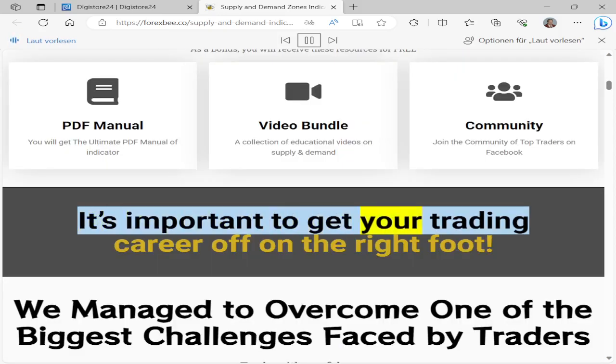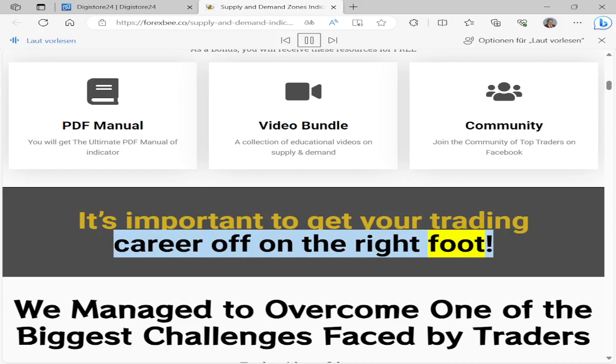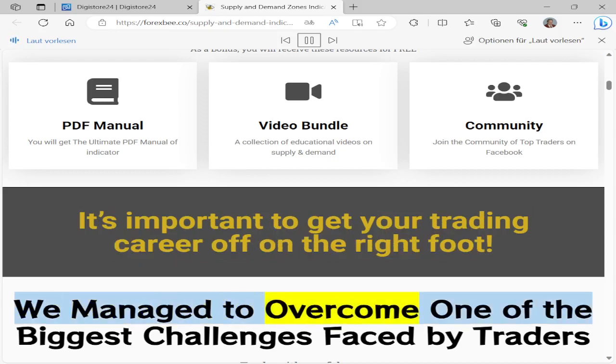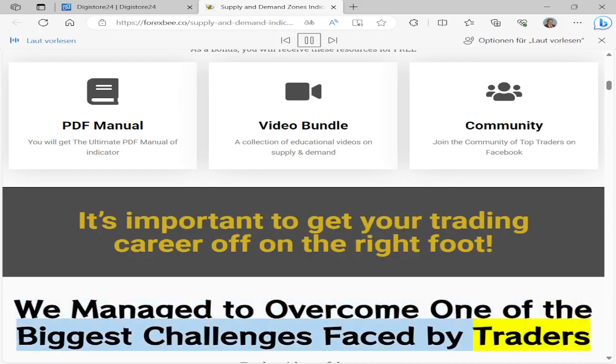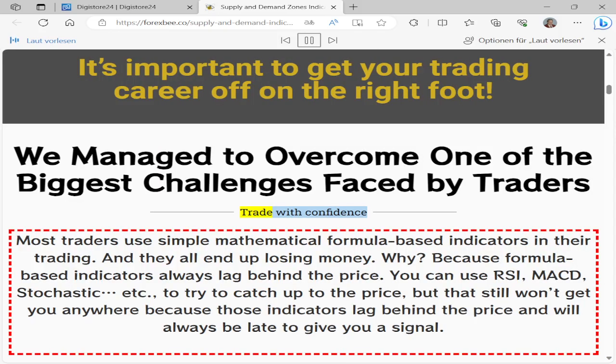It's important to get your trading career off on the right foot. We managed to overcome one of the biggest challenges faced by traders. Trade with confidence. Most traders use simple mathematical formula-based indicators in their trading, and they all end up losing money. Why? Because formula-based indicators always lag behind the price.